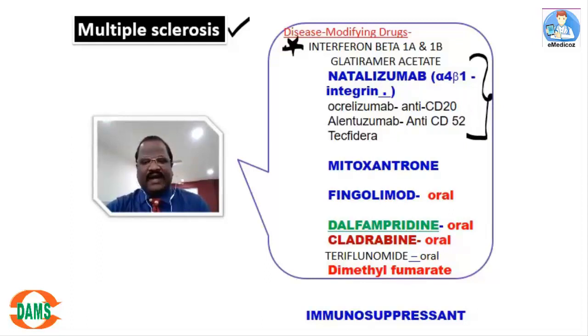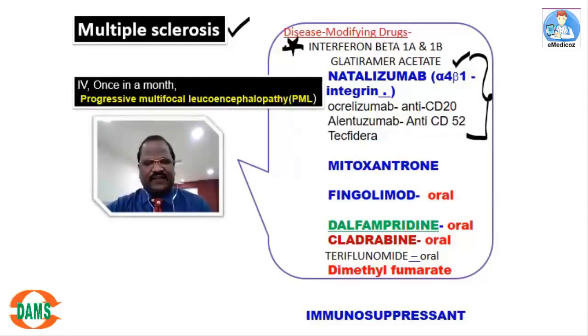What are they? Natalizumab, ocrelizumab, alemtuzumab. Here, natalizumab targets alpha 4 beta 1 integrin and is given intravenously once a month. Maximum 1 year, at the most maximally 1.5 years, that is up to 18 months, because if we keep giving natalizumab beyond 18 months, there's a high risk of progressive multifocal leukoencephalopathy. So one of the dangerous adverse effects of natalizumab is the risk of PML.